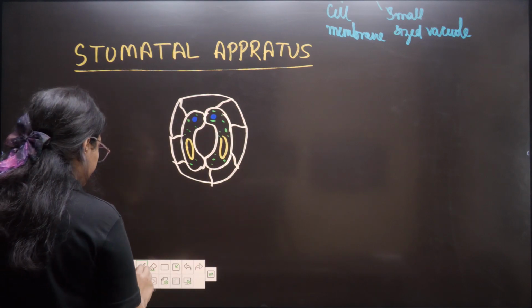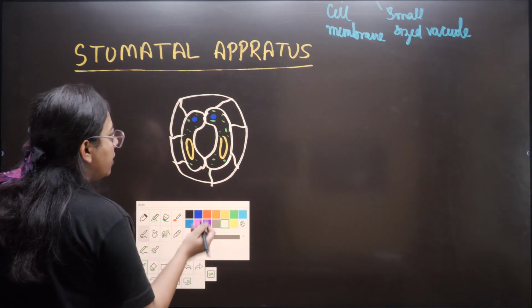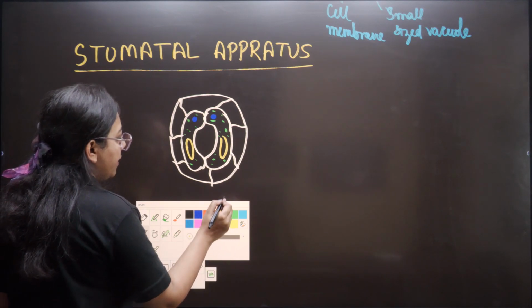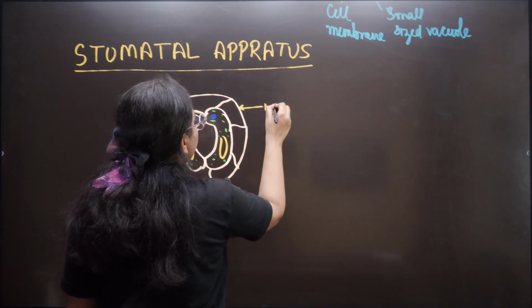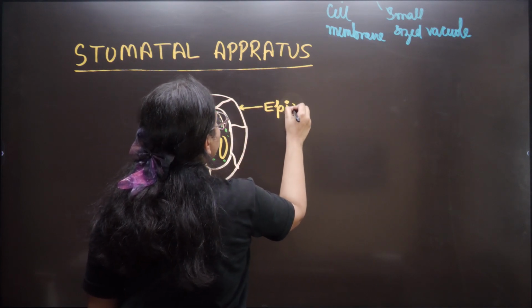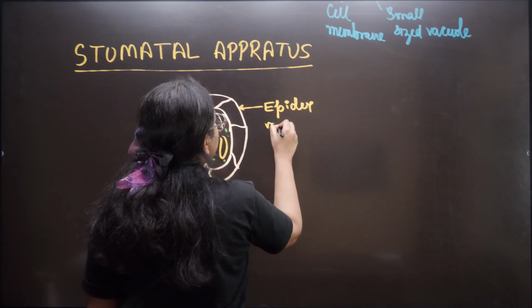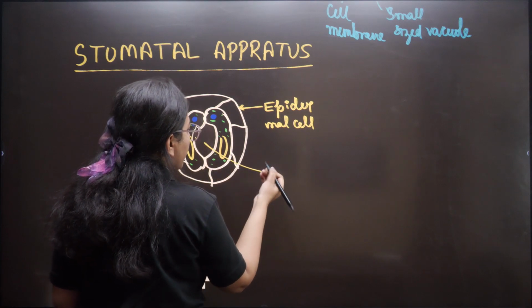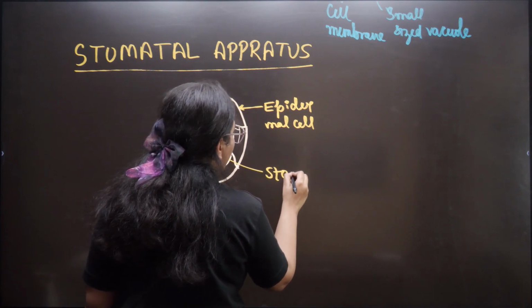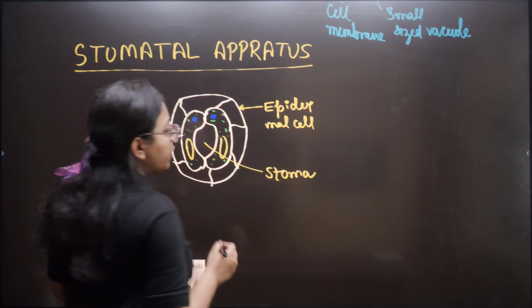This is filled with this. Now let's do the labeling, and labeling is also very easy. This is the epidermal cell. Okay, this pore is called stoma or stomatal pore.